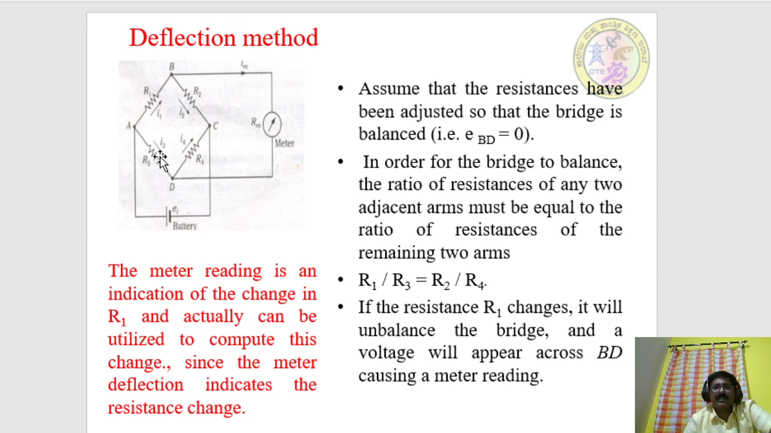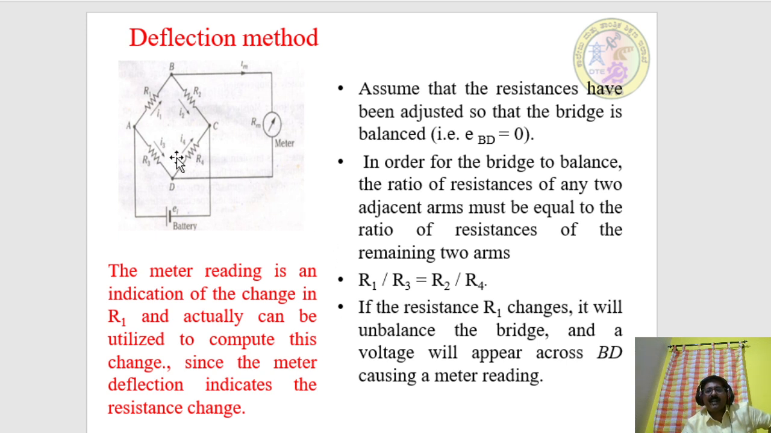See, this Wheatstone bridge which has been used has to be adjusted so that the bridge is balanced, that is, the voltage between B and D is equal to 0. In order for the bridge to balance, the ratio of resistance of any two adjacent arms must be equal to the ratio of resistance of the remaining two arms. That is, R1 by R3 is equal to R2 by R4. See, that has been written here in the form of an equation.